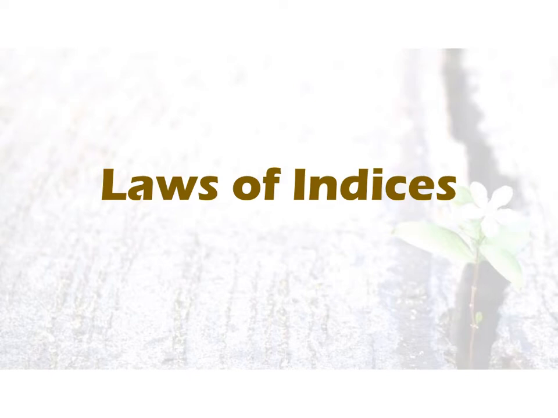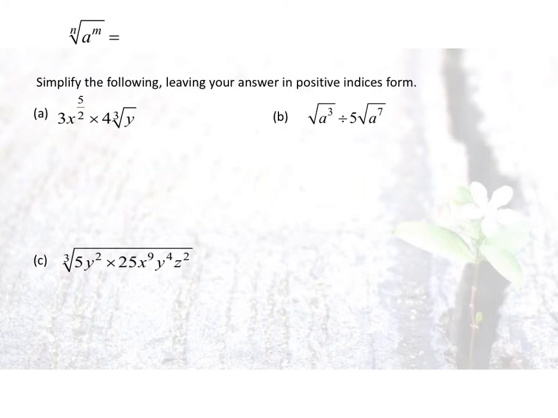Laws of indices. Up next, one of the harder rules to interpret. Given a root form, I have a to the power of m, in this case with an nth root. What do we do when we have a square? We multiply the power by 2. But what happens when we take the square root of a? We divide the power by 2.